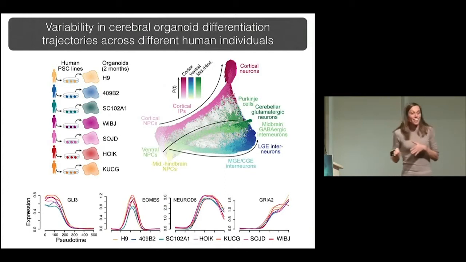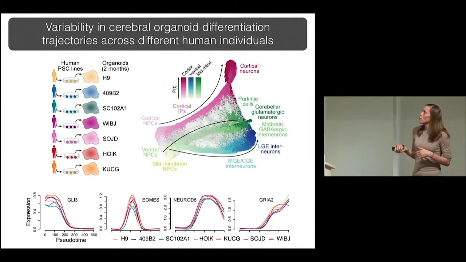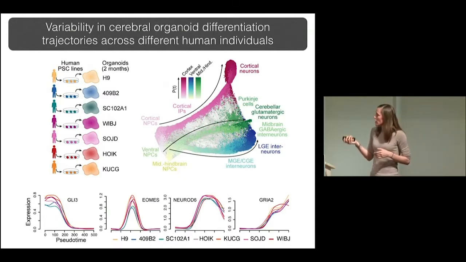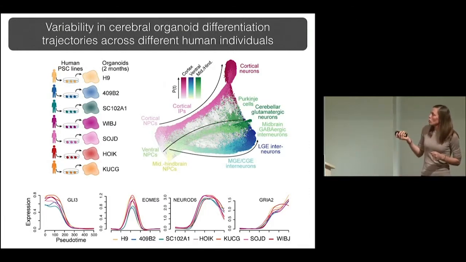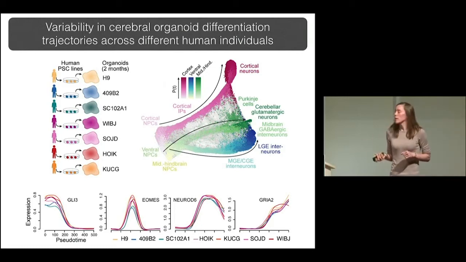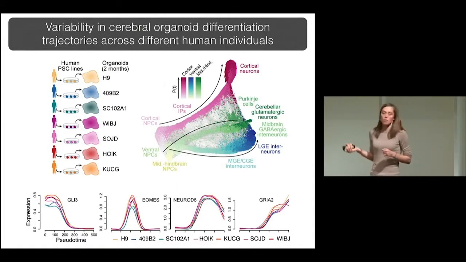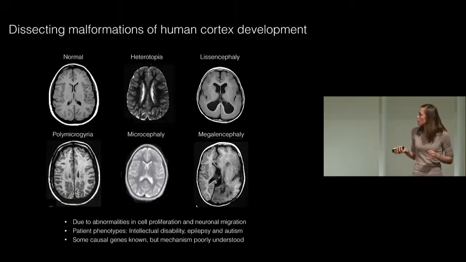But what I want to highlight, and this is what we are excited about, is that if we look at pseudotemporal expression of certain marker genes, such as GLI3 for the radial glia, EOMES for intermediate progenitors, NeuroD6 for these early-born cortical neurons, and GRIA2 for somewhat more mature neurons, you can see that across the lines, this expression is quite reproducible. So once we identify with the single-cell analysis the identity and the regional identity of a cell, then across the different lines and individuals, this is quite reproducible.